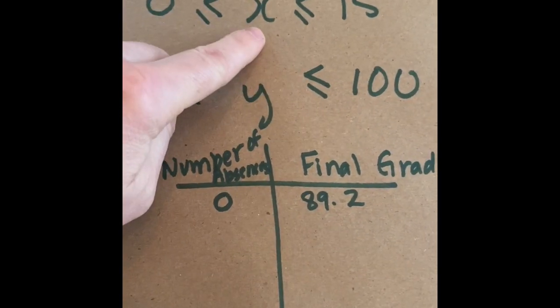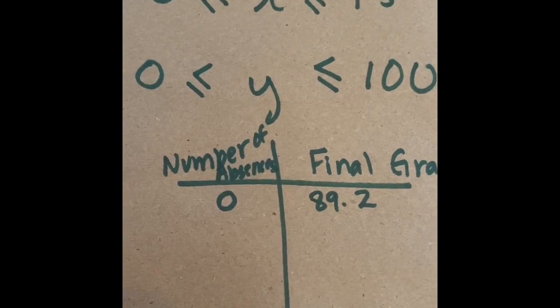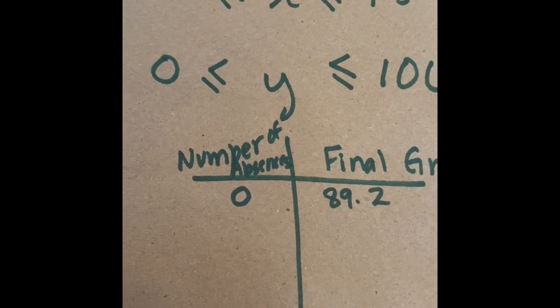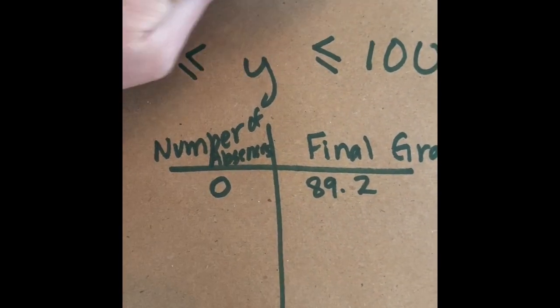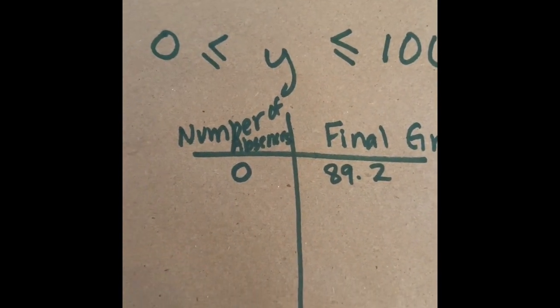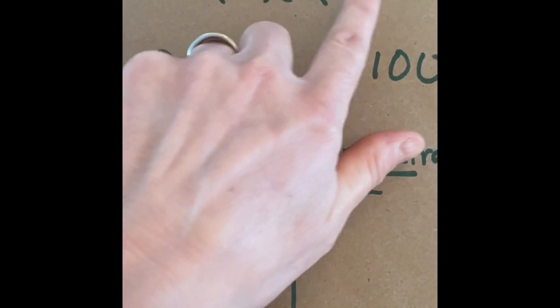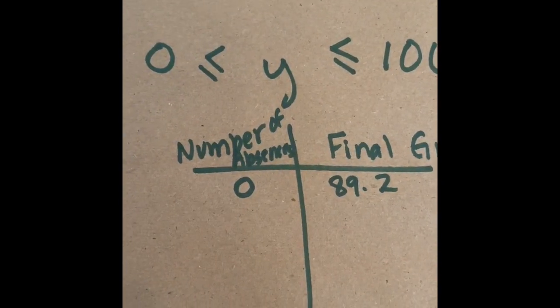And I chose to pick a number a little bit bigger than 9 so that I could make some predictions or some guesses about numbers of absences bigger than 9. So I just chose 15. You could have chosen 12, you could have chosen 20, something a little bit bigger than 9.